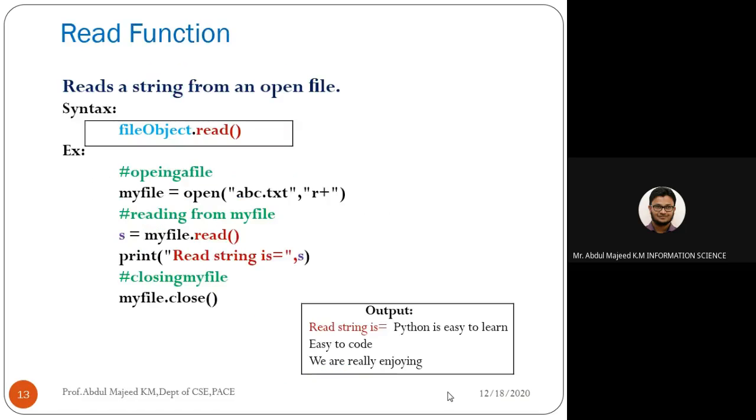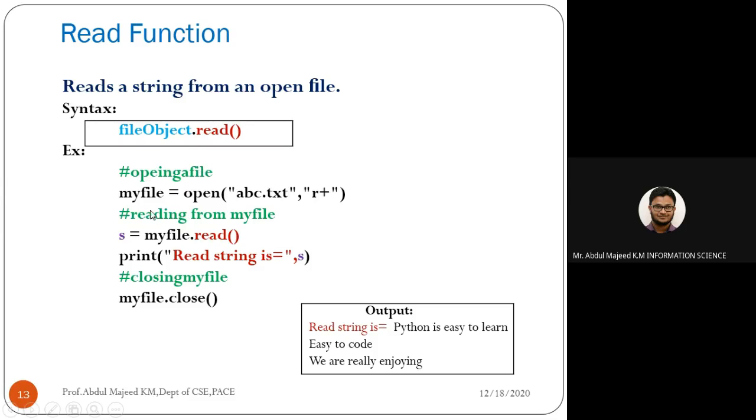Now the next one, the read function. The read function reads a string from an open file. So we can read the content. We can extract the content of a file by using a read function. We can read the content of an open file by using a read function. Fine. So this is the syntax, file object dot read. So you need to use the read function.